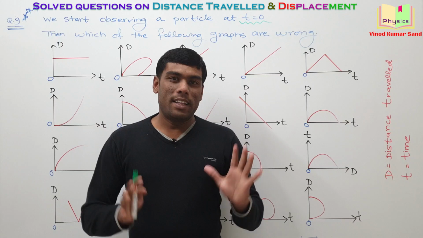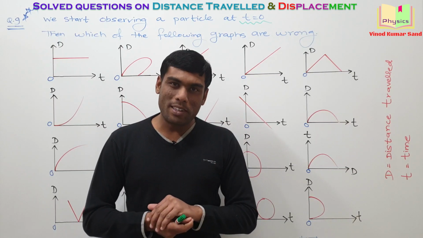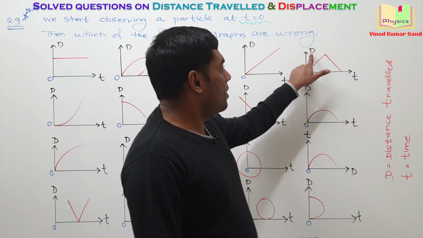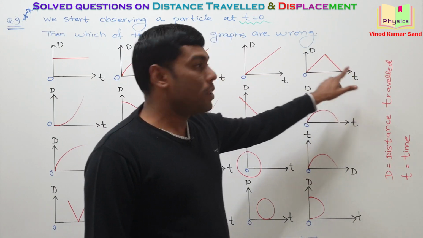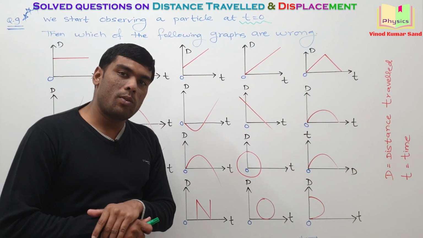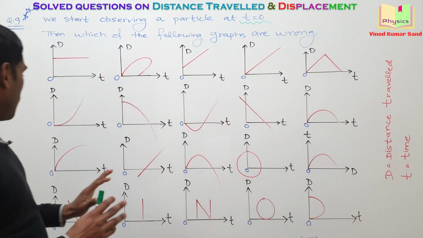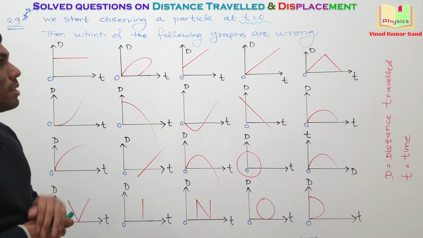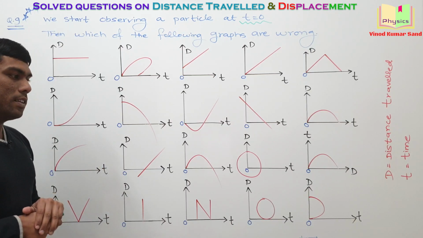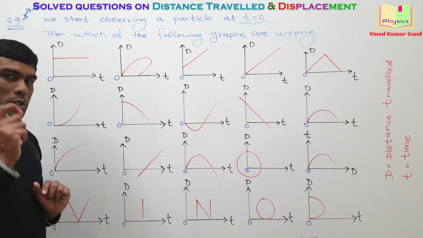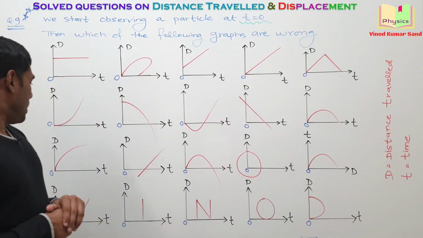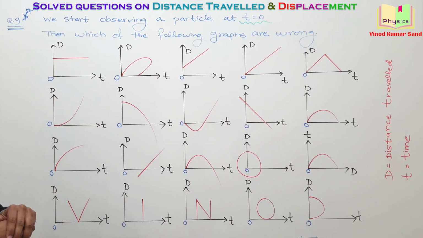Here is the next question. There are a few graphs on the board and we need to determine which of them are wrong and why. Here D indicates the distance traveled and T indicates the time, and we are starting the observation at t equal to 0. So if you wish, you can pause the video and give them a try. These are nice questions. Many times students answer them wrong. So you need to be very careful. If you have watched the entire video very carefully, I hope all your answers will be correct. Okay, I am waiting for your answers in the comment box.